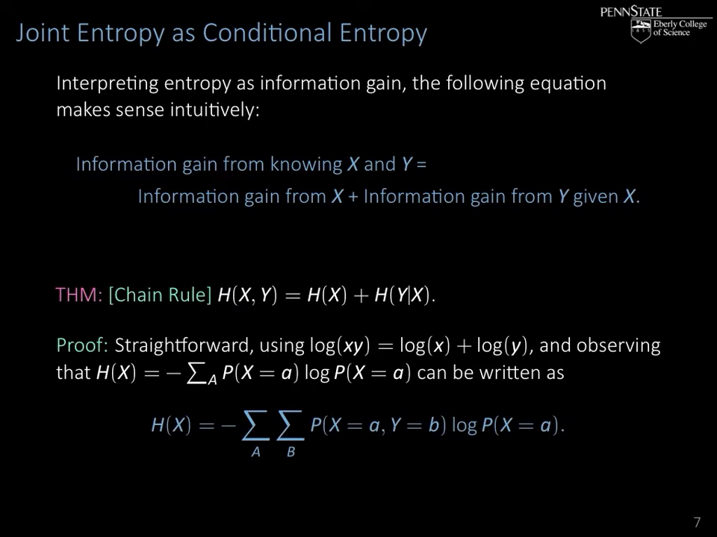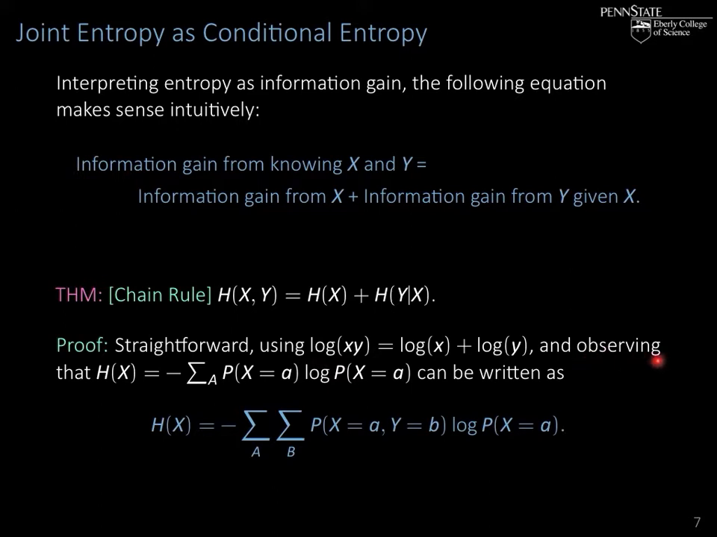And that's indeed true. The following theorem, also called the chain rule for entropy: the joint entropy of x and y is equal to the entropy of x plus the entropy of y given x. And the proof is rather straightforward. You only have to use the fundamental identity for the logarithm, right?